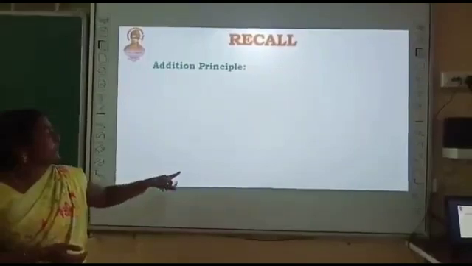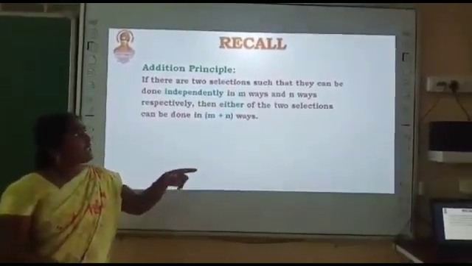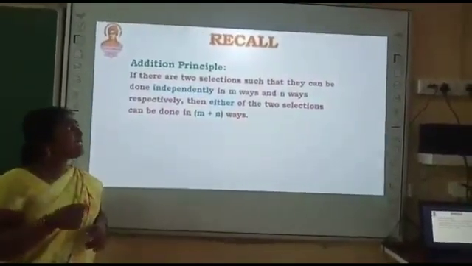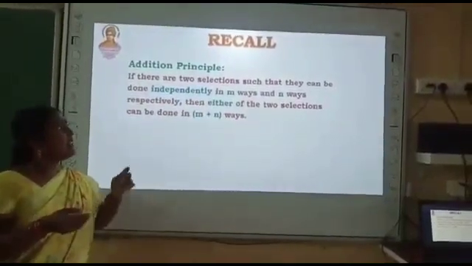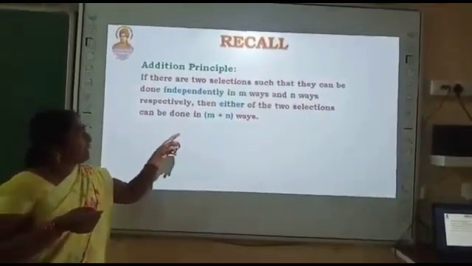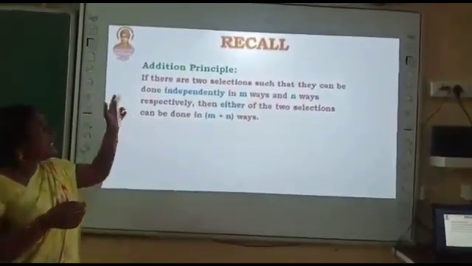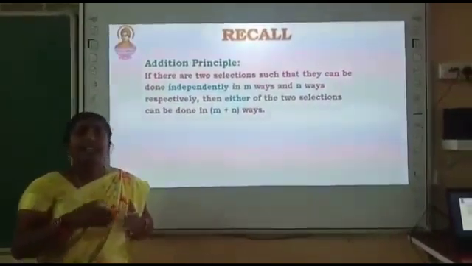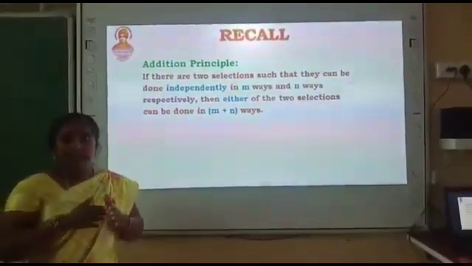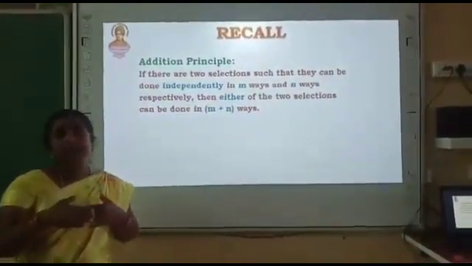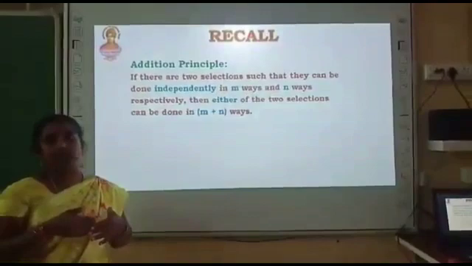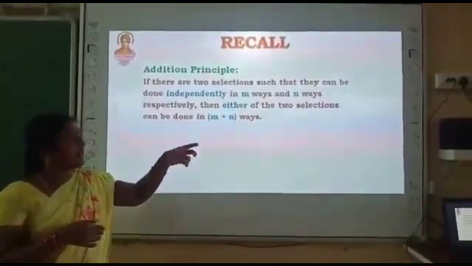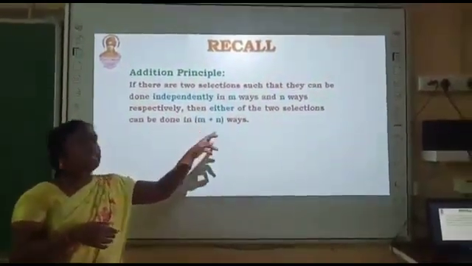What is the addition principle? If there are two selections such that they can be done independently in m ways and n ways respectively, then either of the two selections can be done in m plus n ways. That is, in the addition principle, you take two independent selections, where one does not depend on the other. One selection can be done in m ways, another one in n ways. Therefore the addition principle gives m plus n ways.